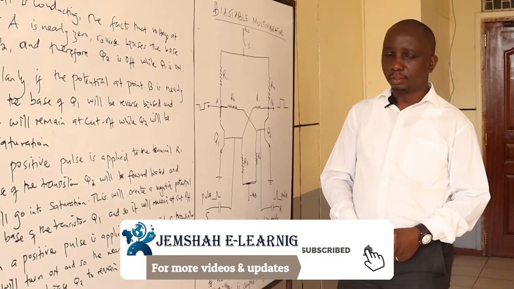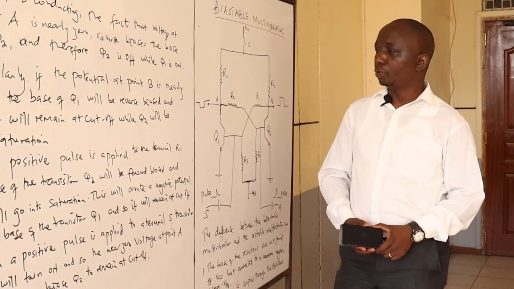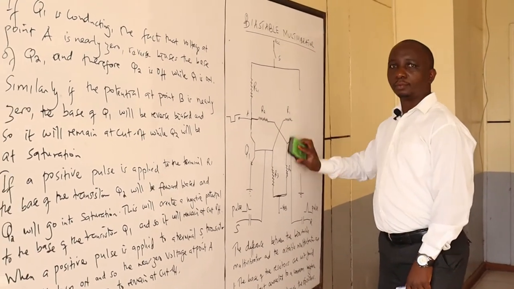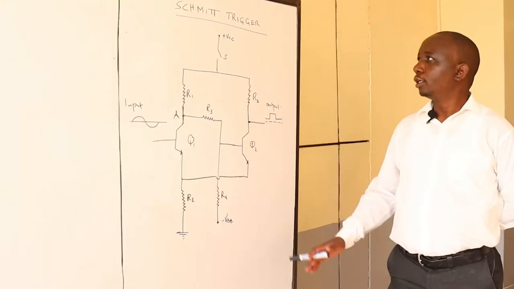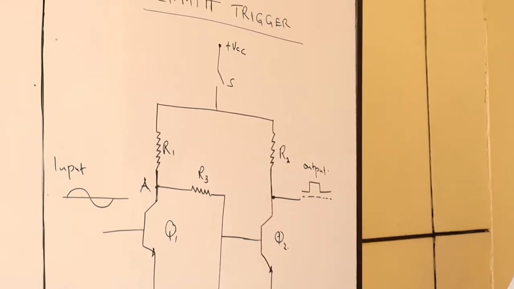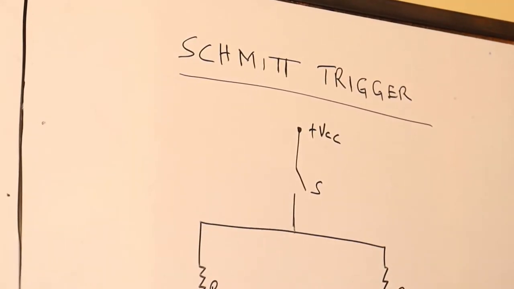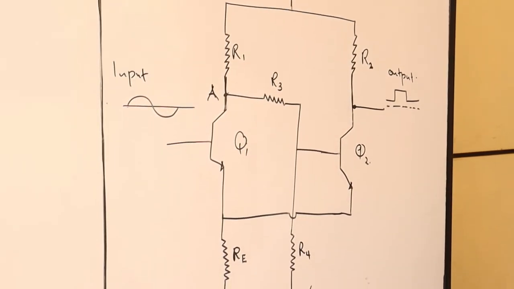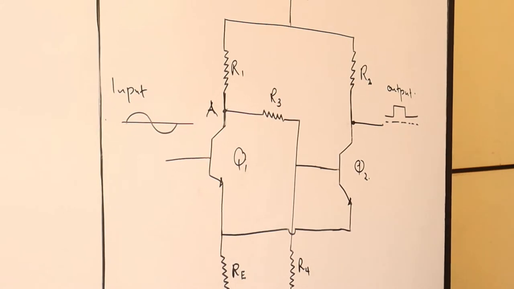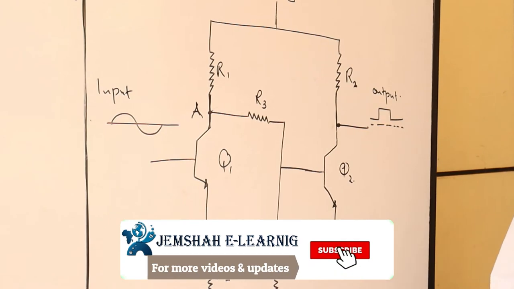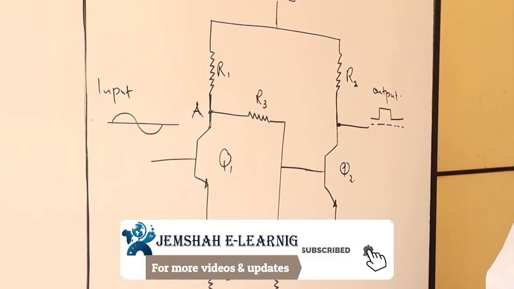So we're going to go to another type of non-sinusoidal oscillators, which we refer to as the Schmitt trigger. This is a Schmitt trigger circuit, and you are expected to know how this one operates. At the input of Q1, there is a sine wave signal, and at the output of Q2, there is a collector signal. But what are the initial conditions for us to operate? Without this signal, this transistor is reverse biased. It's cut off, it's not on.